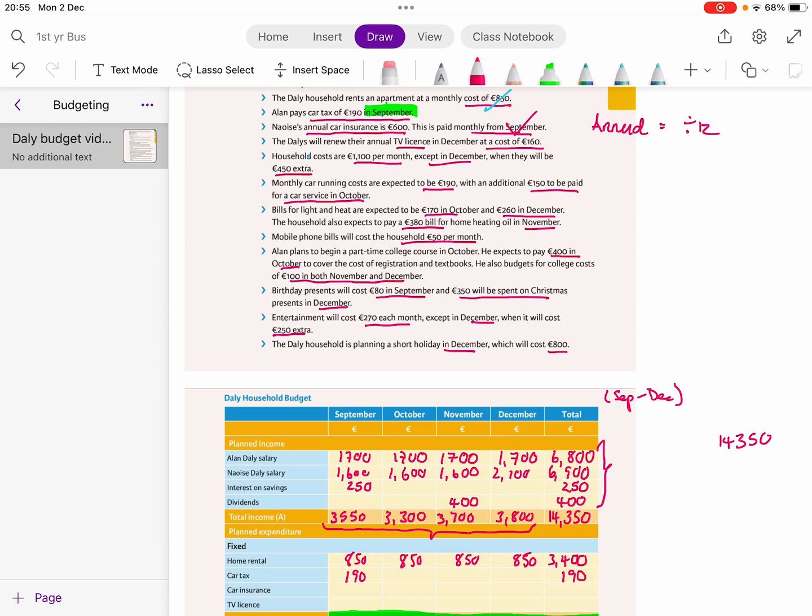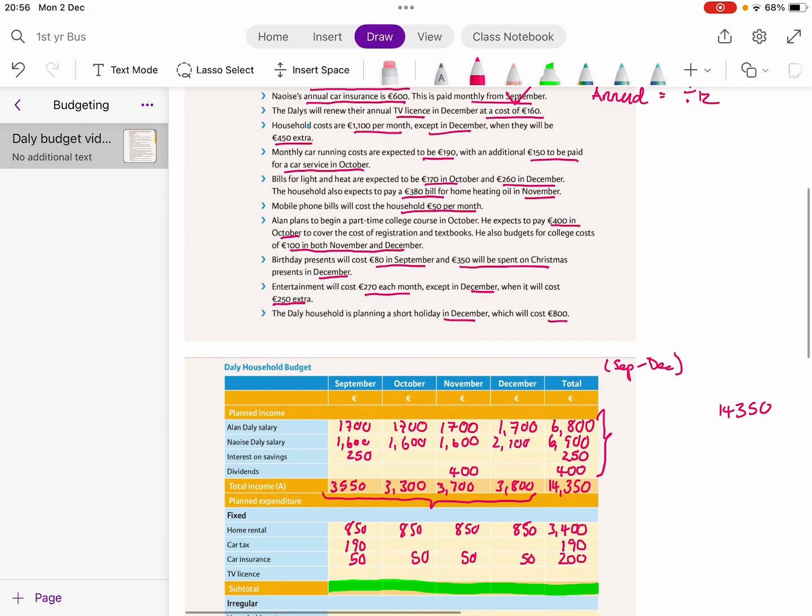The Dalys will renew. Sorry, I've just ticked off the wrong one. So Nisha's annual car insurance is €600. So we said with annual, we divide by 12. So 600 divided by 12 gives me €50. So my car insurance, and I'm told here I'm paying from September. So every month I have €50. And overall that gives me a figure of €200.